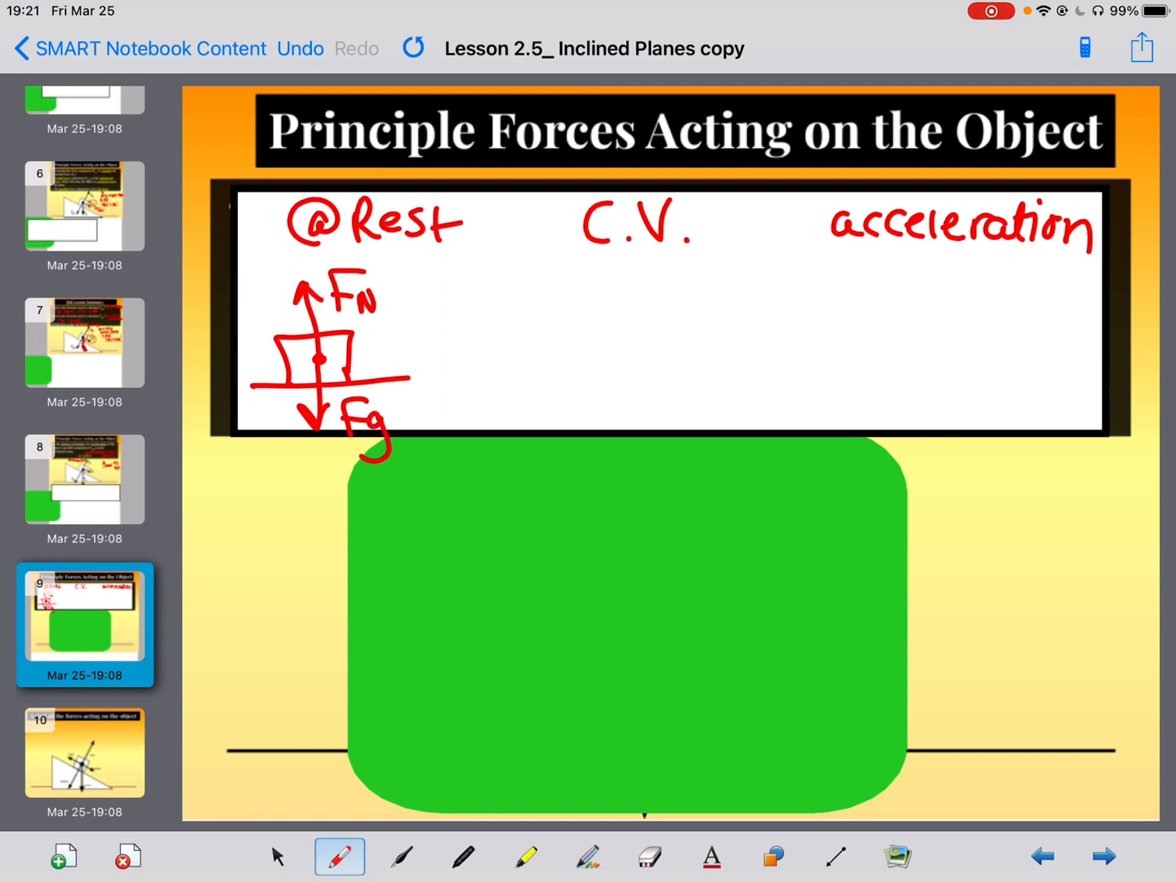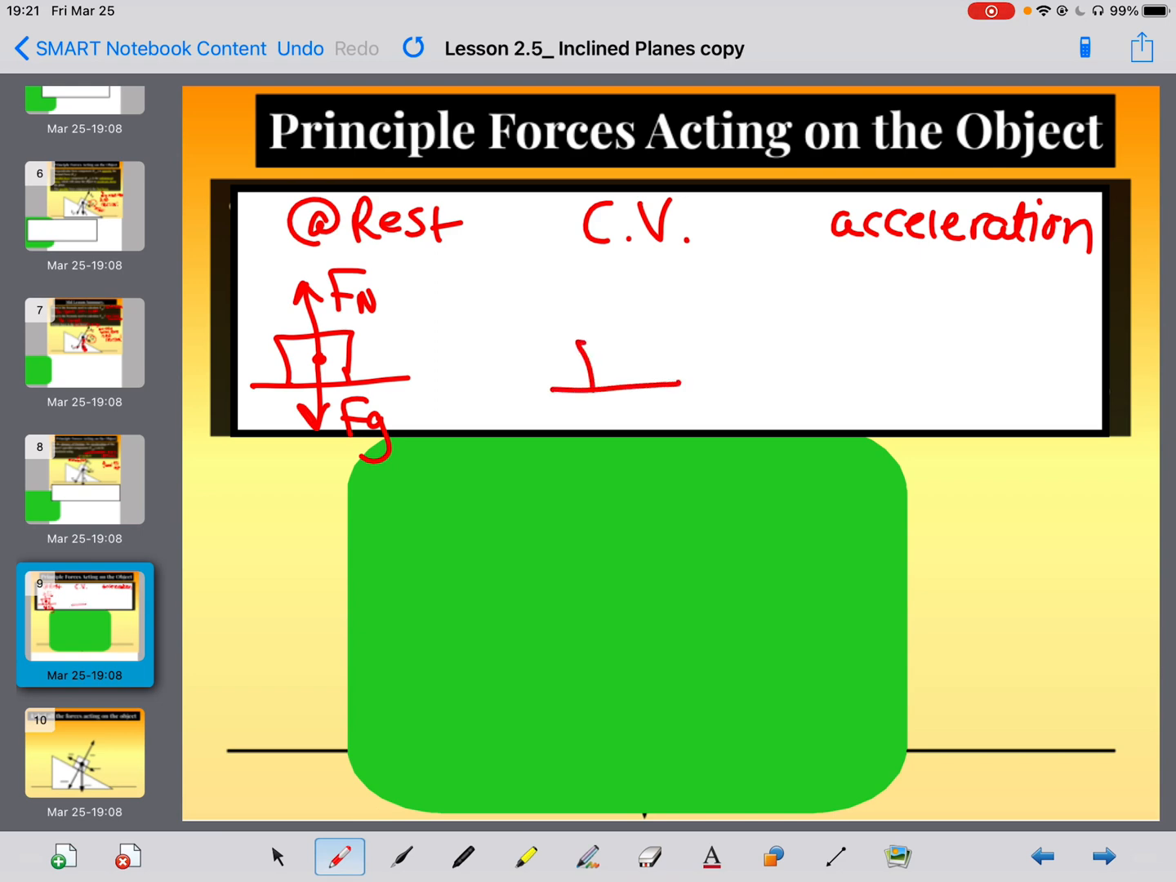The reason why I'm emphasizing that surface is because the normal force is a contact force. It only exists when there is contact between two surfaces. So if you have an object in free fall, there is no contact between another surface. So therefore, one cannot say that there would be a normal force.